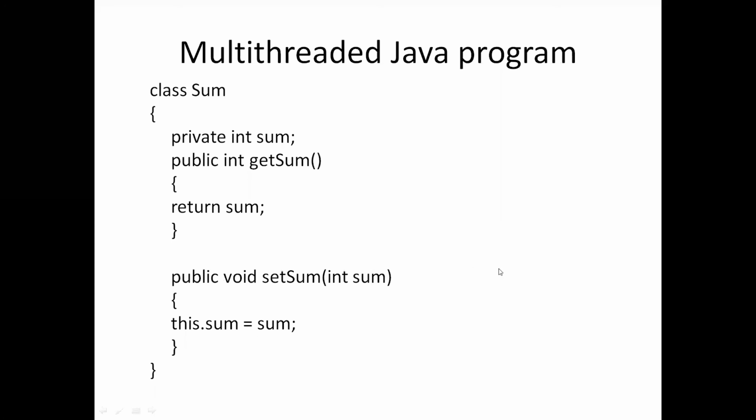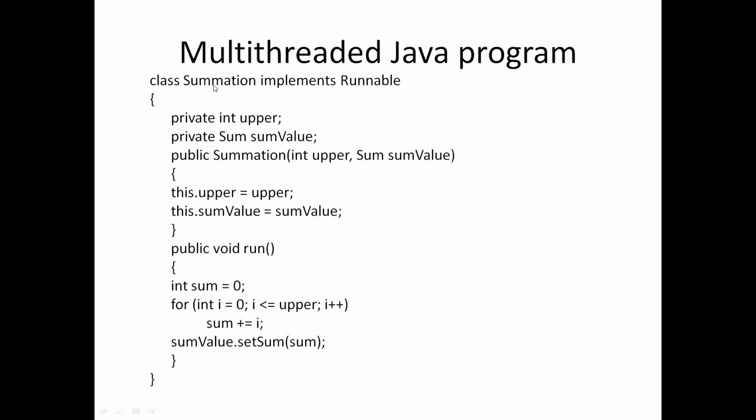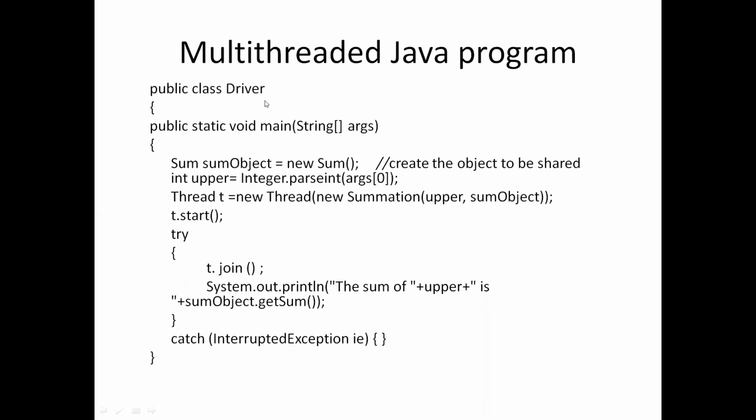This is the multi-threaded Java program. Here we have three classes. One is the Sum class, next one is the Summation class, and the next one is the Driver class. The Driver class is the main class because the main method is inside this Driver class.